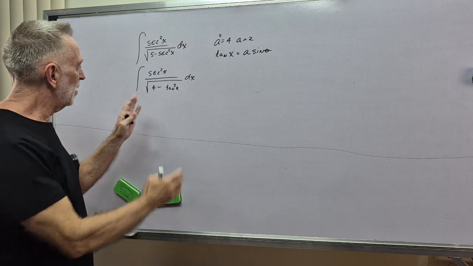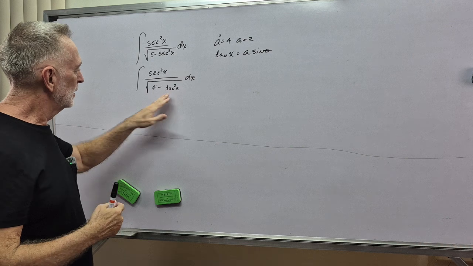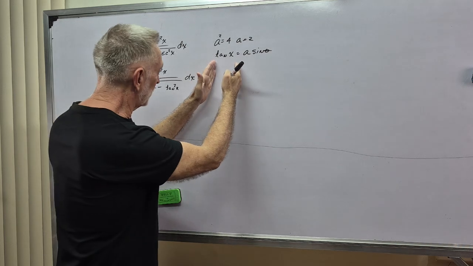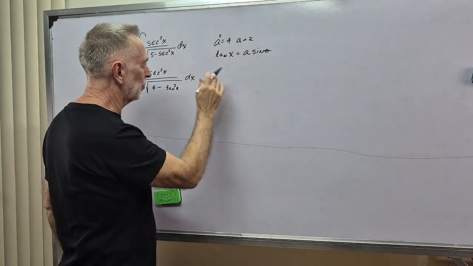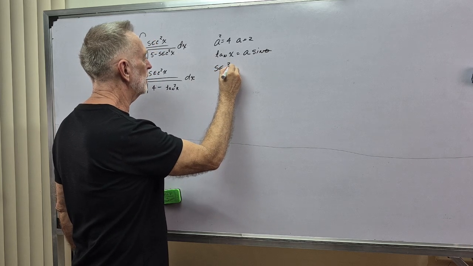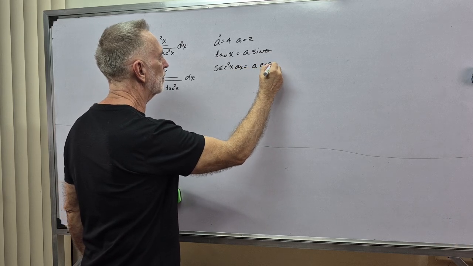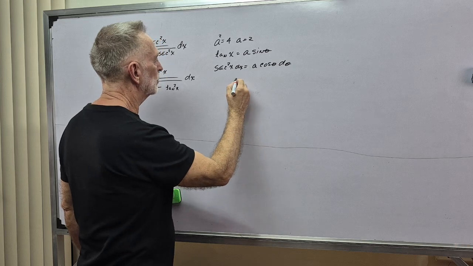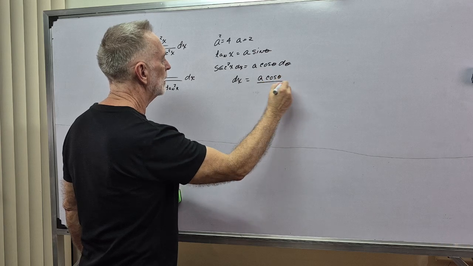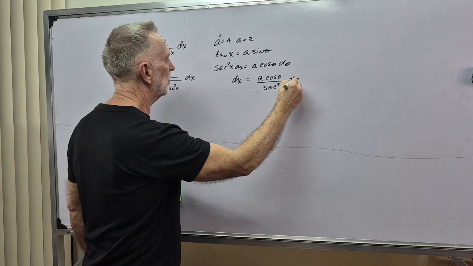It may seem a little odd. I know it did to me the first time I worked one like this. Just look at the form. Don't get hung up that it's a tangent, other than you have to put it here. So now let's take the derivative of that. Derivative of tangent x is secant squared x dx, and that equals a cosine theta d theta. So dx equals a cosine theta over secant squared x d theta.